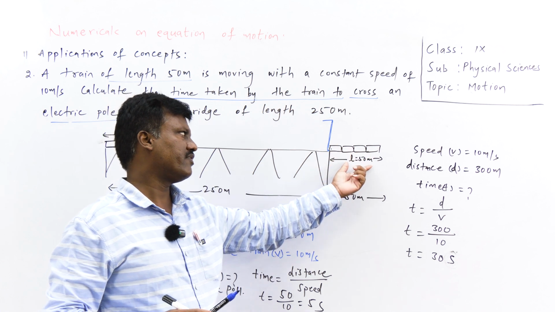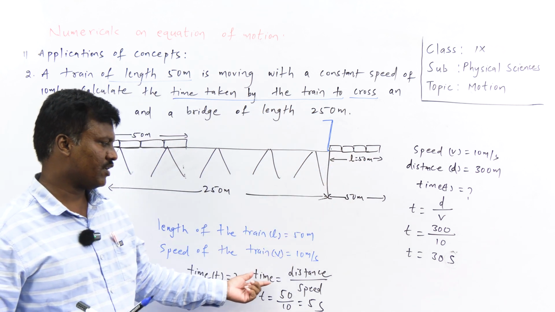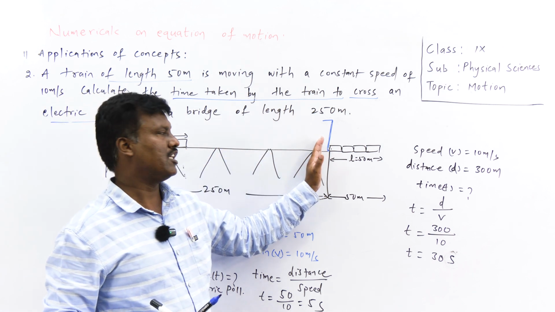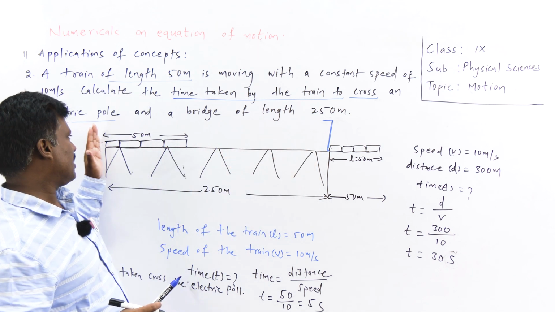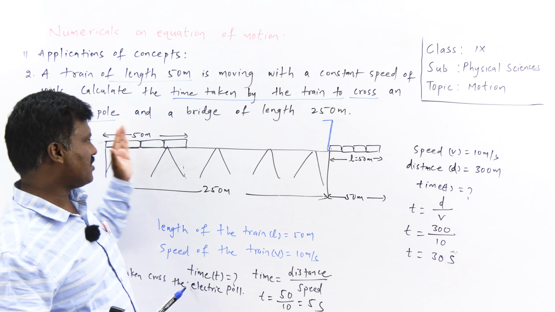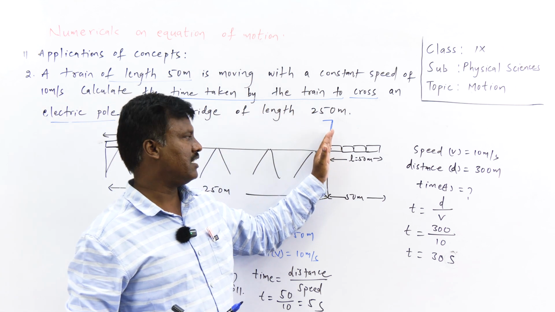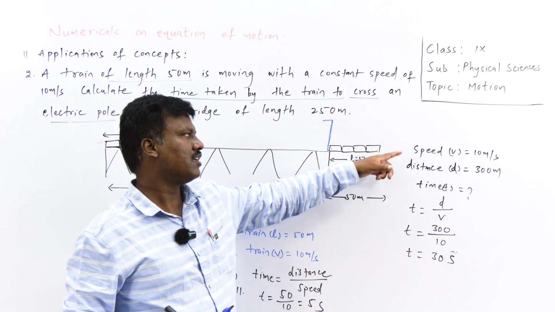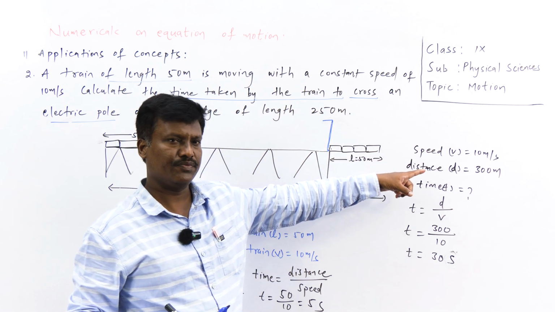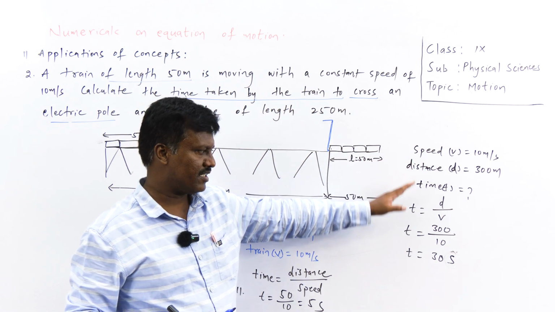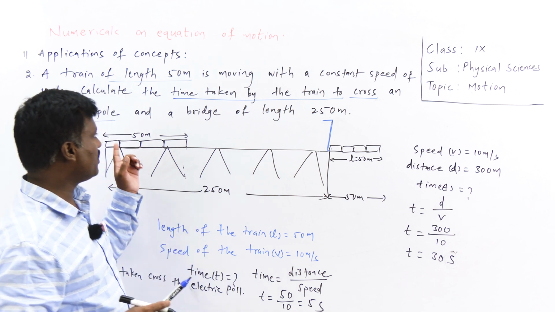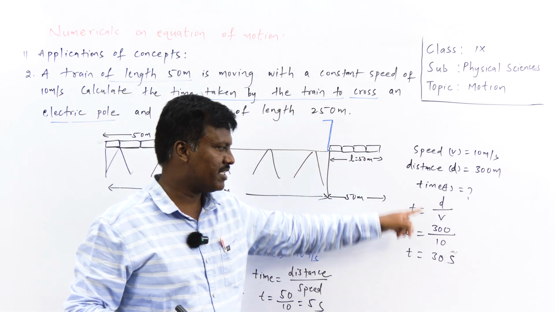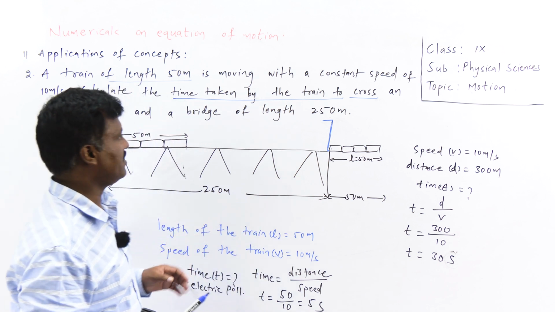To cross only the electric pole, the train is crossing the electric pole. What is the length of the train? 50. That is why here the distance is taken as only 50. Here the train is crossing the complete length of the bridge, not only the engine but the complete compartments; the last compartment also should cross the bridge. Then the length of the bridge and the length of the train together is 300 meters. In this way we have to consider, and this is the answer. Time taken to cross the electric pole is 5 seconds. Time taken to cross the complete length of the bridge is 30 seconds. This is the answer.